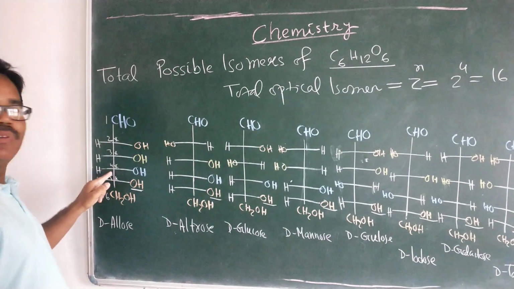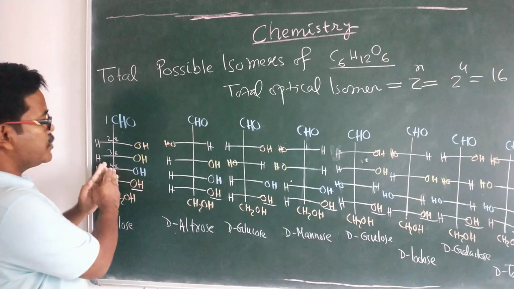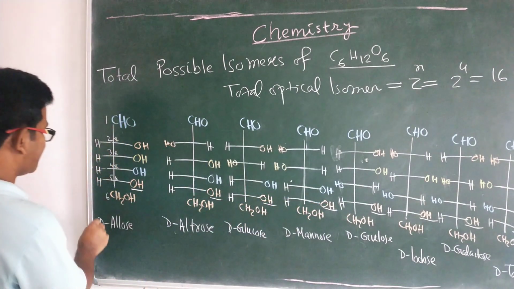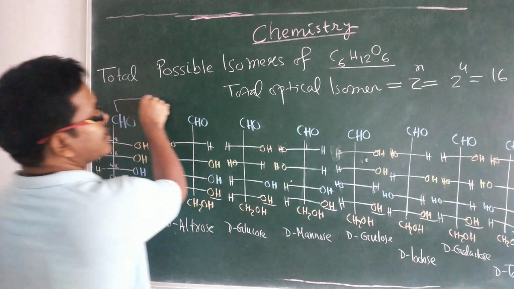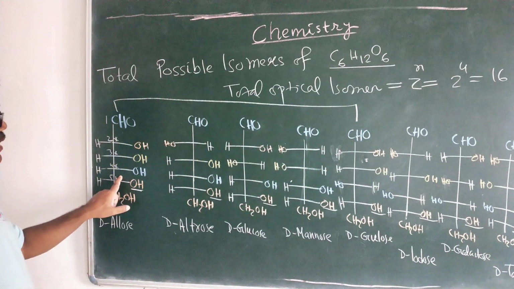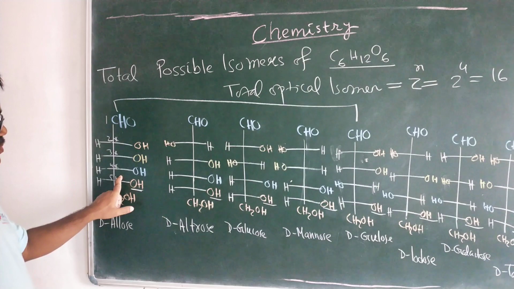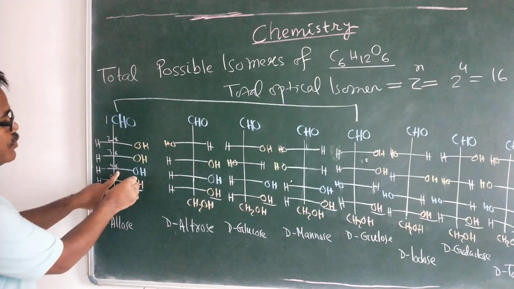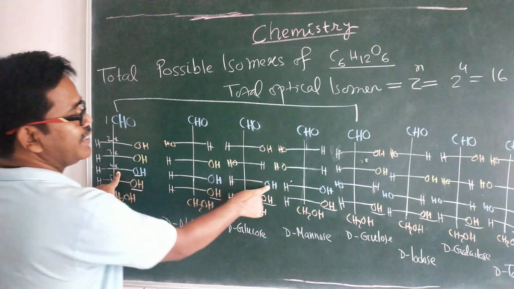Next comes carbon number 4. In the first four structures, carbon number 4 has the OH group on the right hand side.